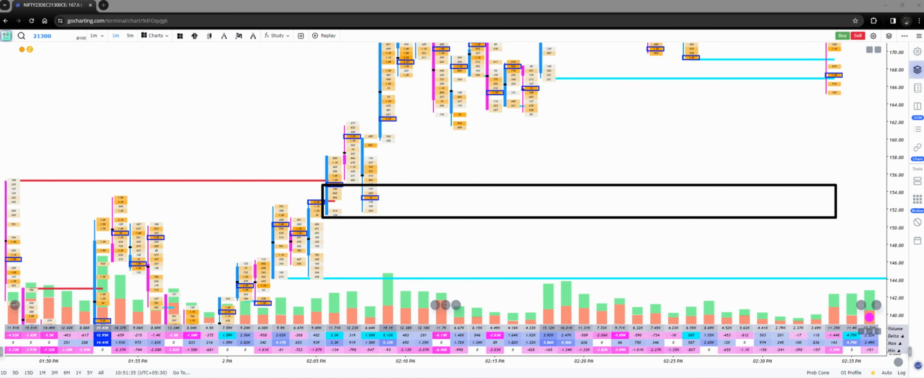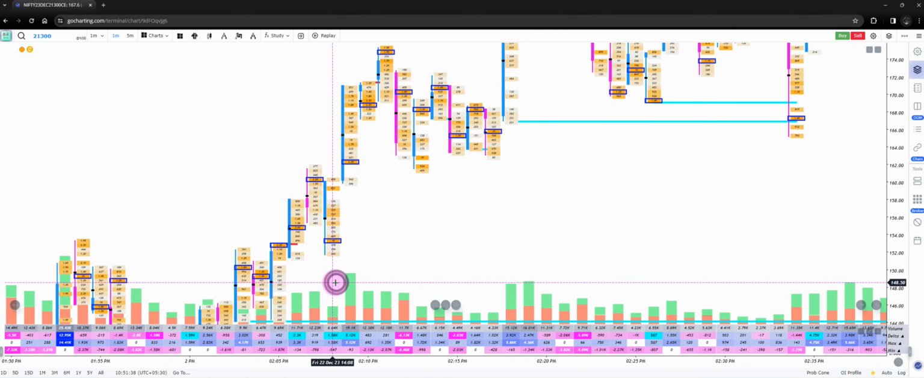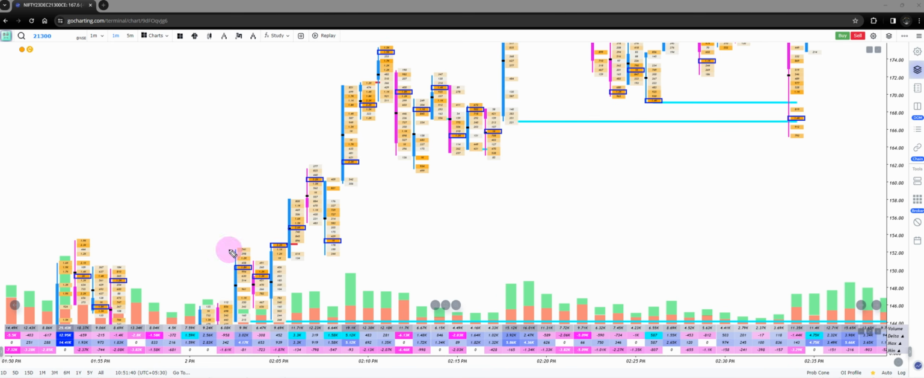Then let me delete this. Then we go ahead and we see a big delta bar here, and this is a zone again. So we have another zone marked over here, and we wait for a delta flip again.